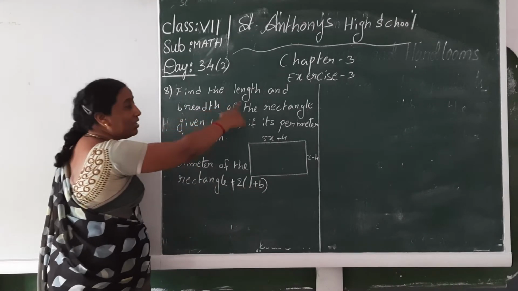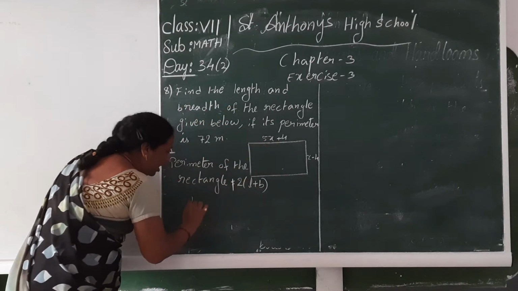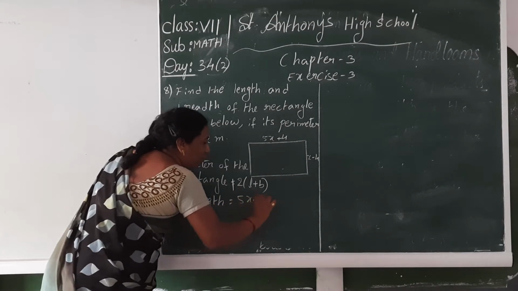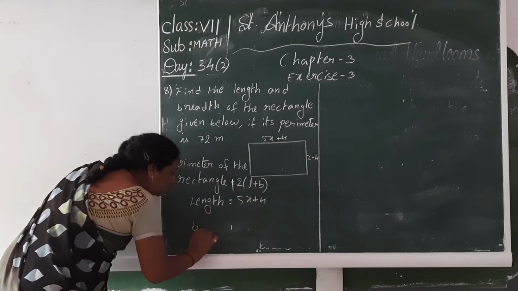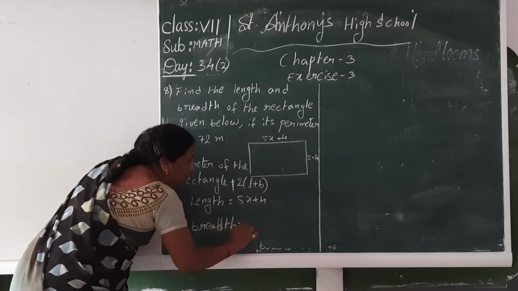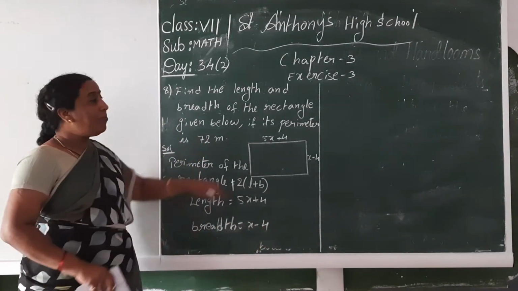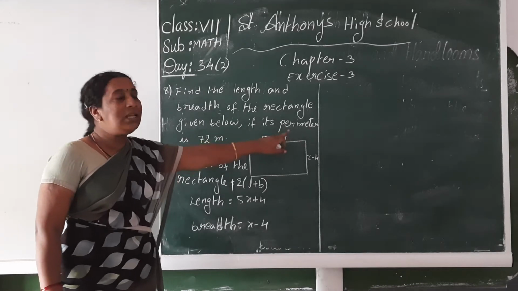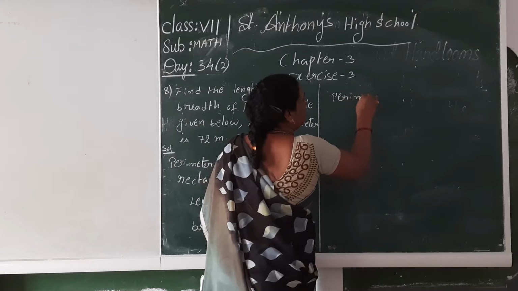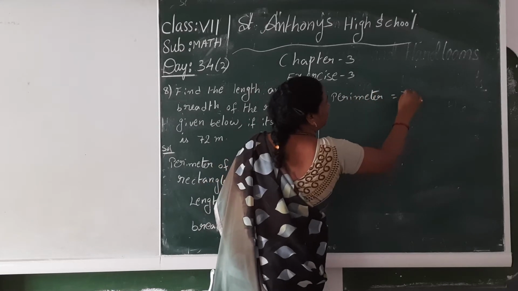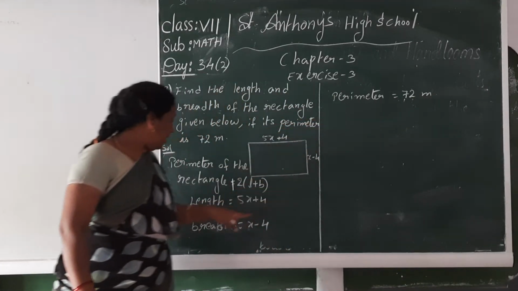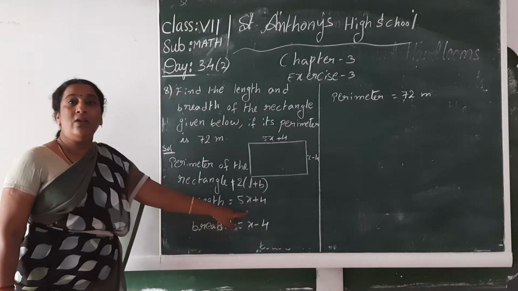Here what is given? Length is 5x plus 4, and breadth is x minus 4. And your perimeter is also given. Here the perimeter is 72 meters. Here you know perimeter, and length and breadth also you know, but in terms of x.